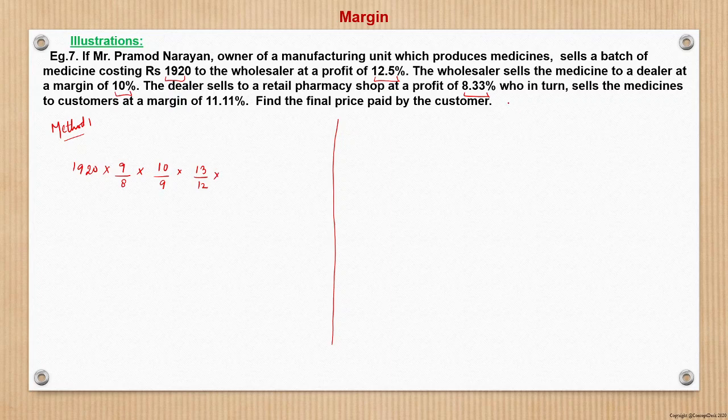Then further, a retail pharmacy shop in turn sells the medicine to the customers at a margin of 11.11%. So this 11.11% is a margin, and this is nothing but 1 by 9. 1 by 9 means 1 unit is a profit, 9 units is the selling price. So what is the cost price? 8 units. So 1 by 8 becomes the profit percent. So the multiplying factor will become 1 plus 1 by 8, which is 9 by 8. So simple, we just cancel out different terms.